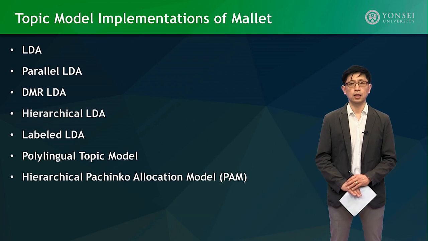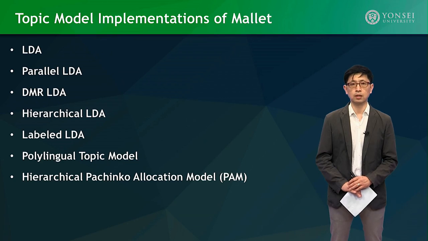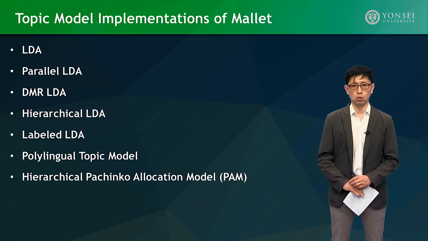Topical n-grams is like latent Dirichlet allocation, but with integrated phrase discovery. Polylingual topic model is latent Dirichlet allocation for loosely parallel corpora in arbitrary languages. Hierarchical Pachinko allocation model is hierarchical PAM, where each node in the DAG has a distribution over all topics on the next level and one additional node-specific topic.